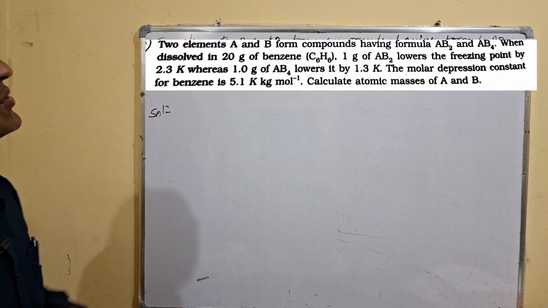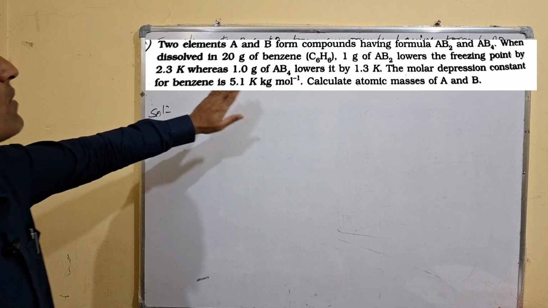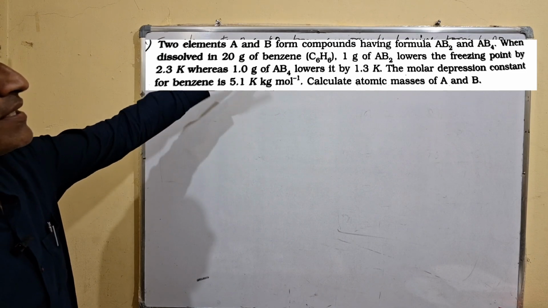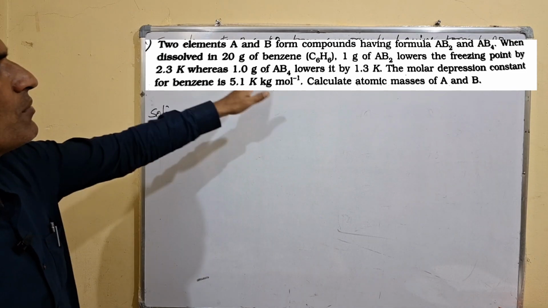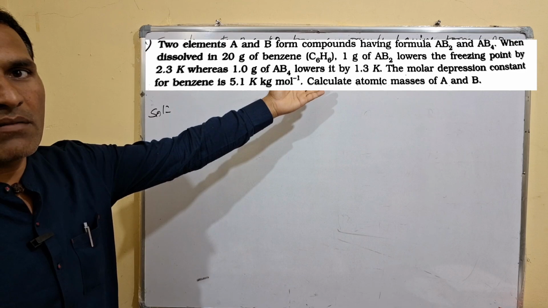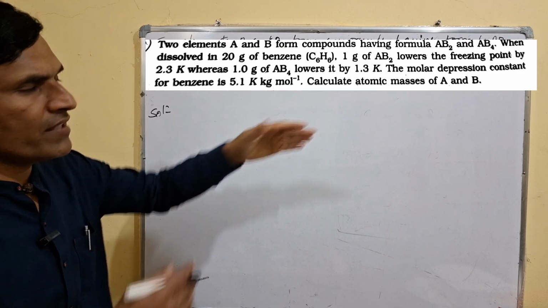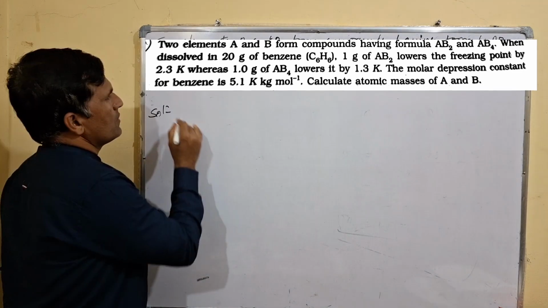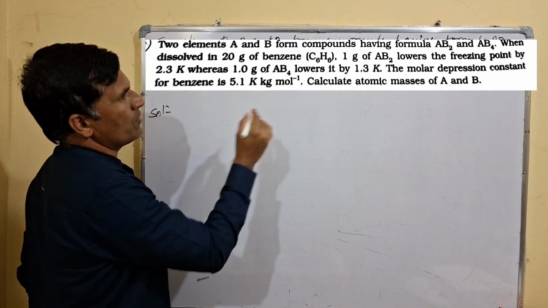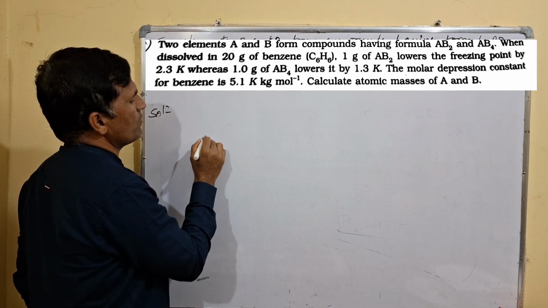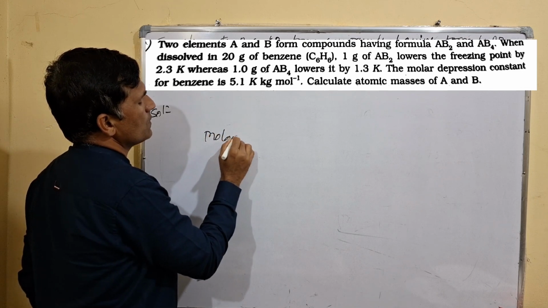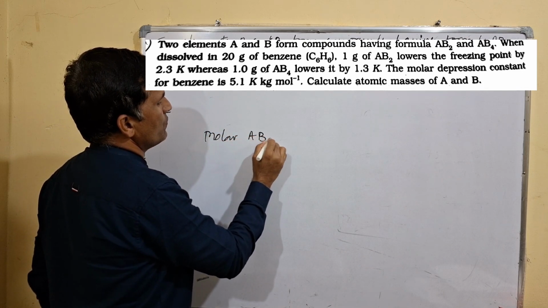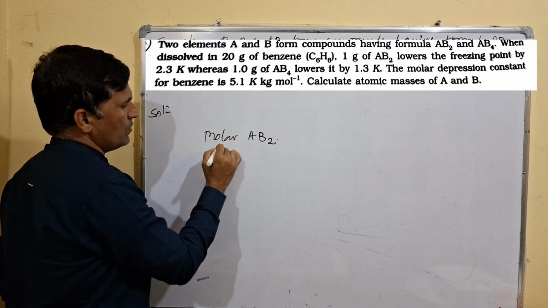First you have to calculate the molar mass of any one of the compounds. We will do AB2 first, followed by the AB4 molecular mass, and then we can separate and get the answer, right? So we'll do that one. To get the atomic weights of A and B, let us calculate the molar mass of AB2 first.